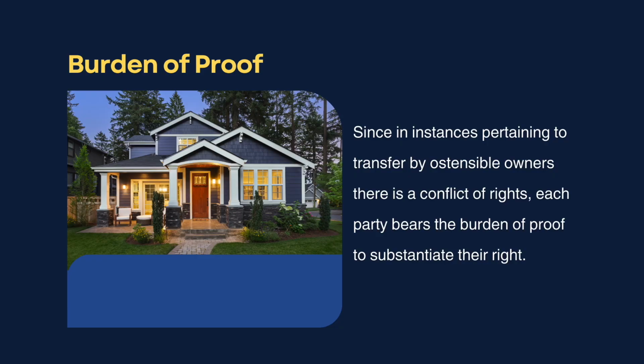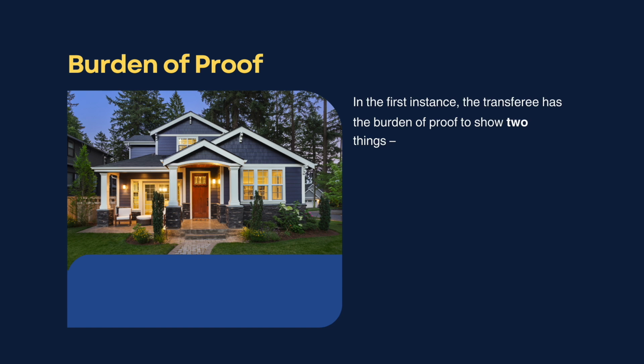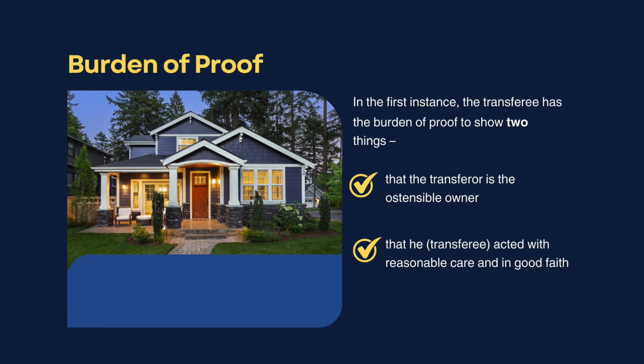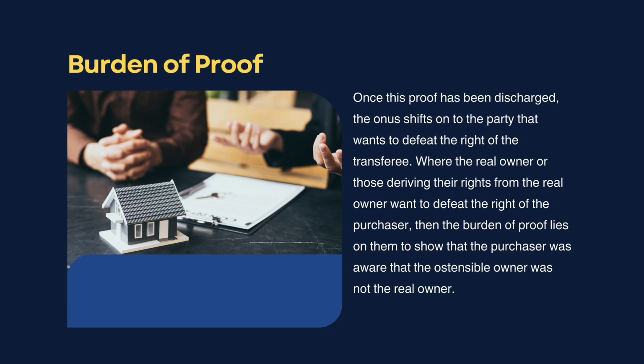Therefore, what becomes important here is the idea of burden of proof. Since in instances pertaining to transfer by ostensible owners there is a conflict of rights, each party bears the burden of proof to substantiate their right. In the first instance, the transferee has the burden of proof to show two things: one, that the transferor is the ostensible owner, and two, that he, the transferee, acted with reasonable care and in good faith. Now, once this proof has been discharged, the onus shifts on to the other party that wants to defeat the right of the transferee.